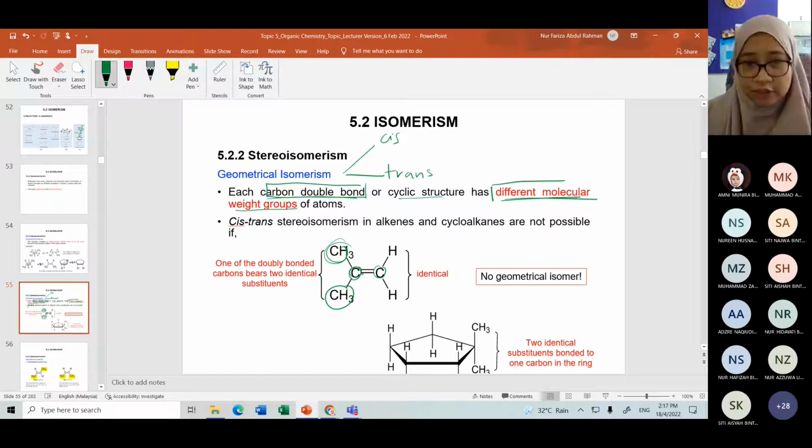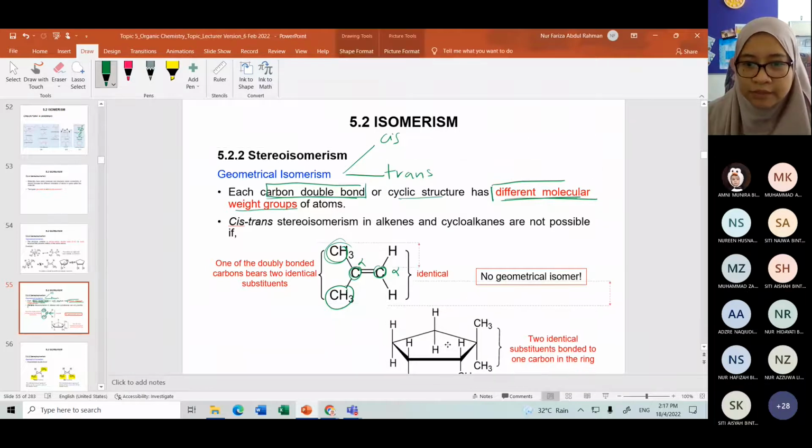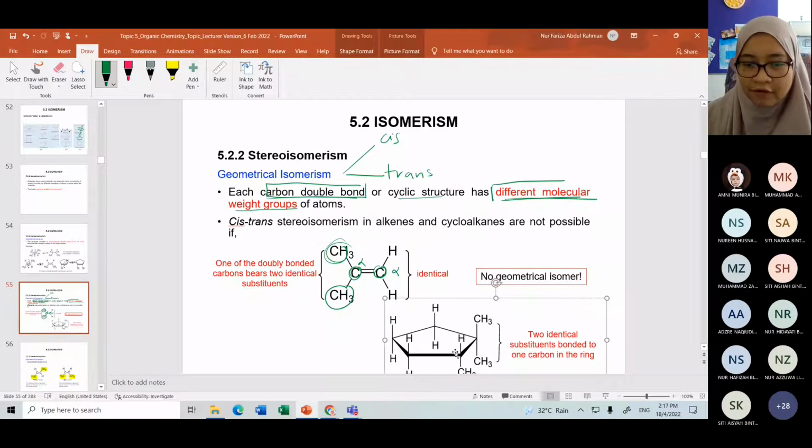Same goes to this carbon also. This carbon is attached to two same atoms, which is hydrogen. So this does not pass, and this does not pass either. So there is no geometrical isomer for this molecule. Same goes to this one, same goes to this cyclic form.